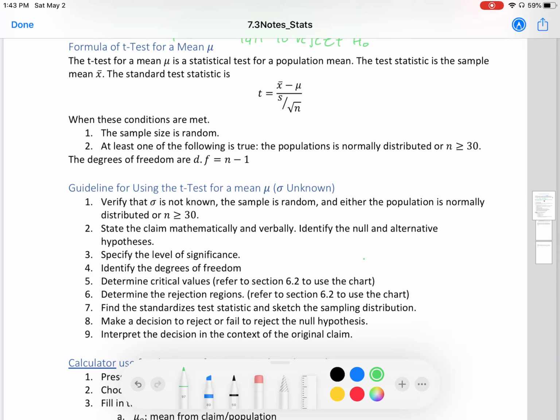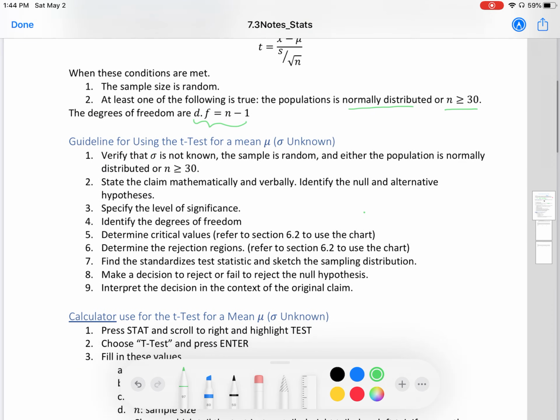So first we want to find pretty much a z-score that corresponds to our given information. The t-test for a mean mu is a statistical test for a population mean. The test statistic is the sample mean x bar. The standardized test statistic is, so t is defined as x bar minus mu divided by your sample standard deviation divided by the square root of your sample size, n. When these conditions are met, 1, the sample is random, and 2, at least one of the following is true: it's normally distributed or your sample size is larger than 30. If so, then I can determine my degrees of freedom to be n minus 1.